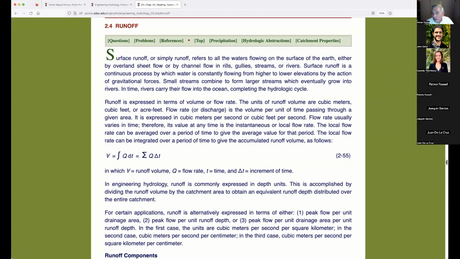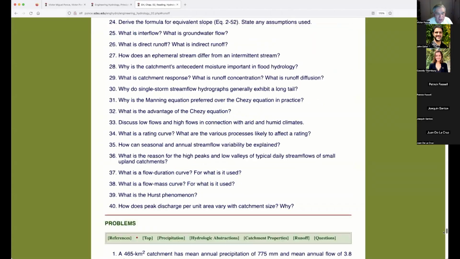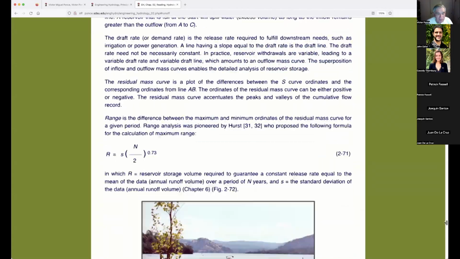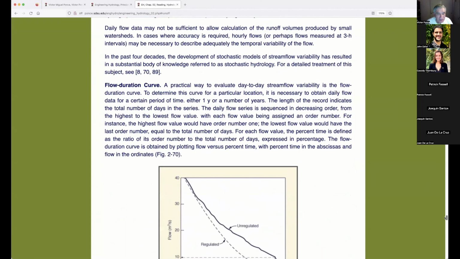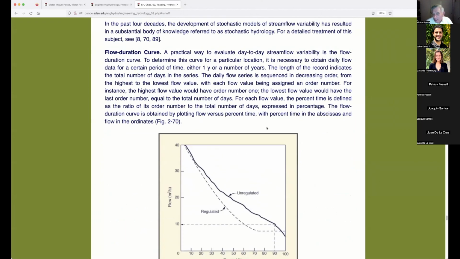So this is section 2.4 of my hydrology book. And at the end of this section, we have the definition of flow duration over here. There it is. Flow duration is basically the duration of the flow in a channel. A practical way to evaluate day-to-day stream flow variability is the flow duration. So this is the flow duration curve that Einstein is placing a lot of attention on. He just mentioned the flow duration, so we should understand exactly what the flow duration does.